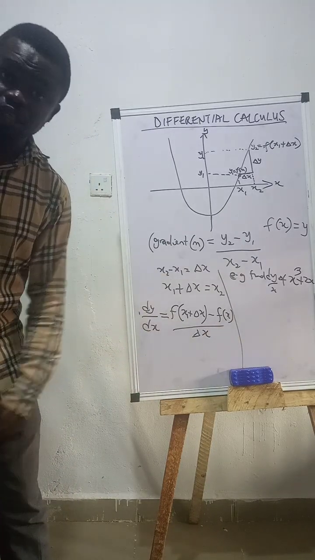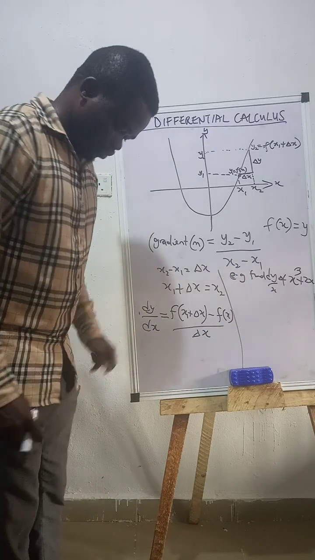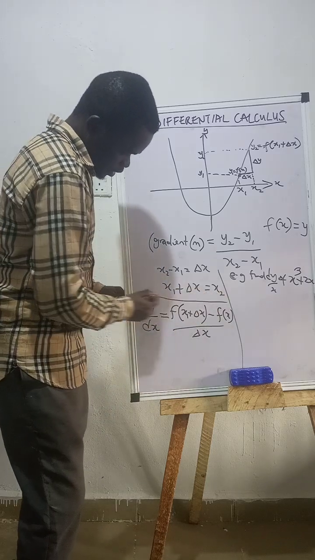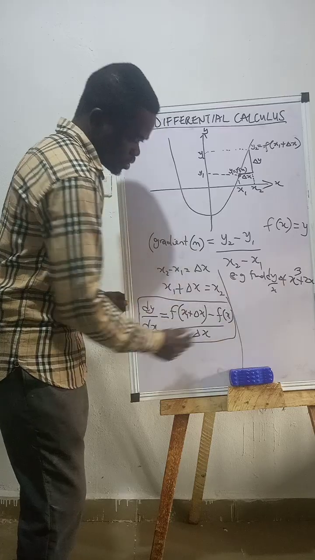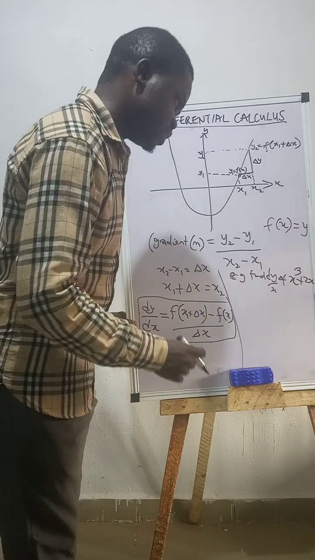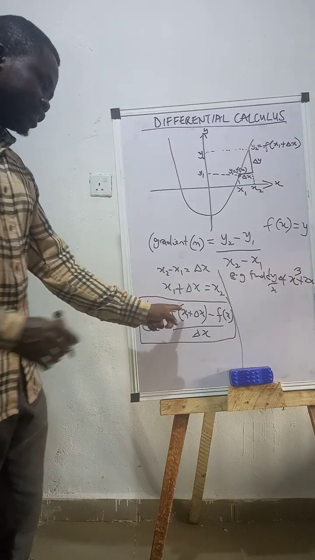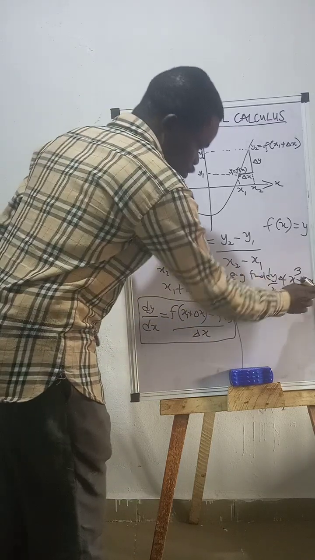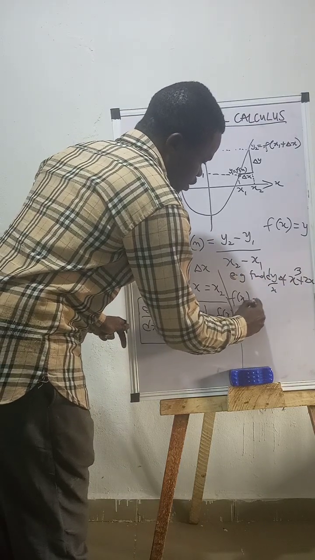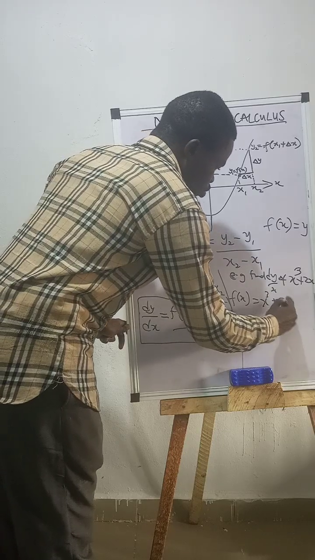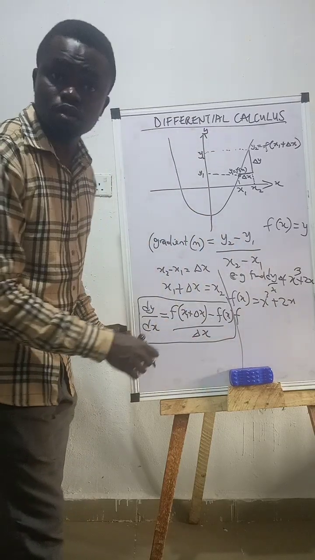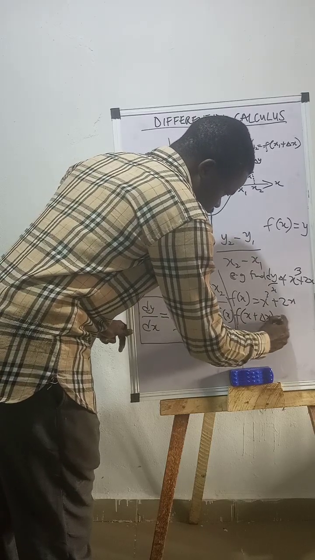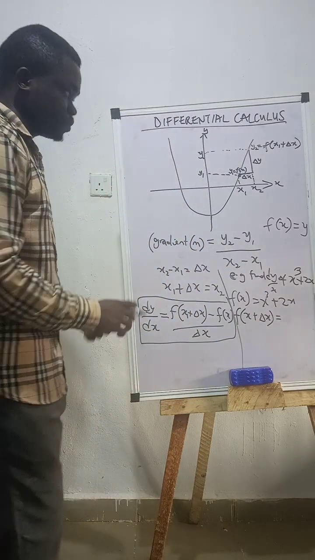So what should we now do then? We observe it. This is the rule that applies to it. So first things first, we get f(x). Here f(x) is equal to x cubed plus 2x. But what about f(x plus change in x)? What will it now be?